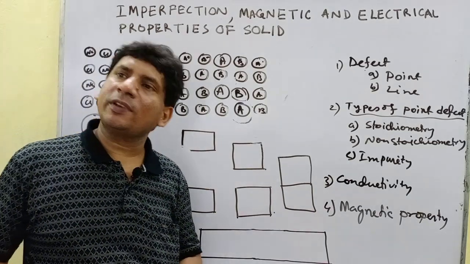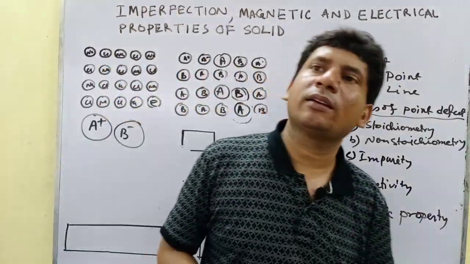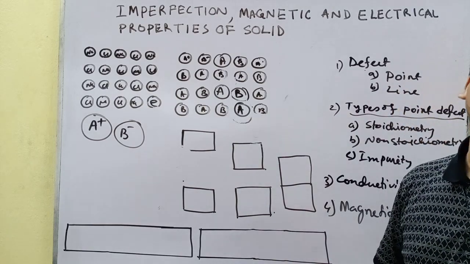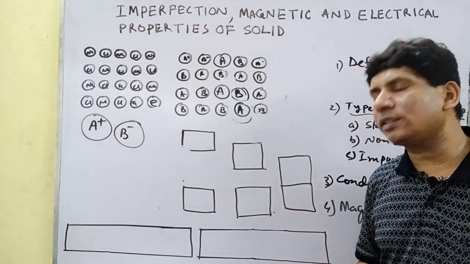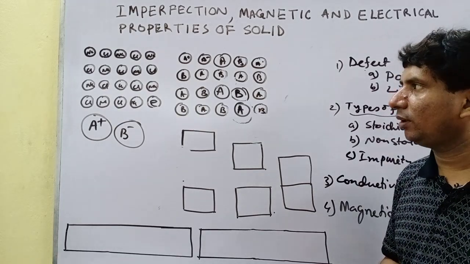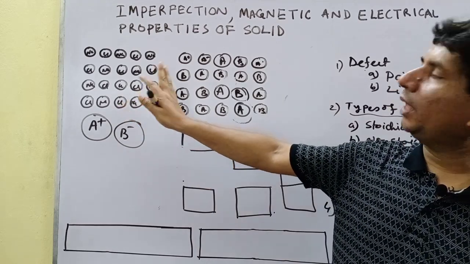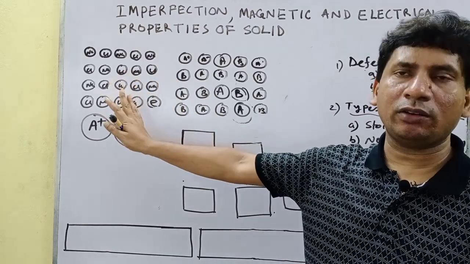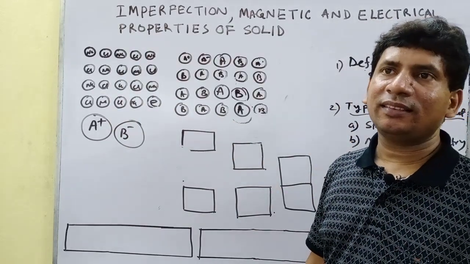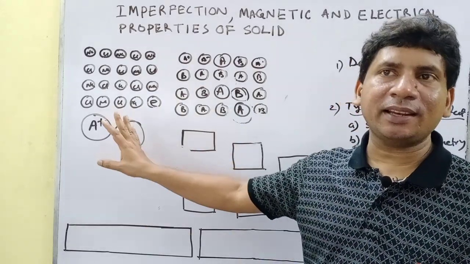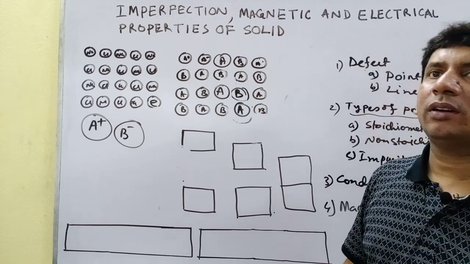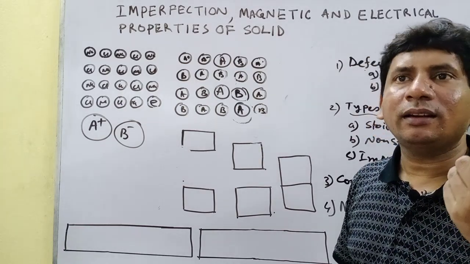And what is metal deficiency defect? Metal deficiency defects usually occur due to the missing of cations from the lattice sites. Before, it was the missing of anions from the lattice site. If a cation is missing, then the number of cations will decrease and anions will remain the same. Then this type of defect is known as metal deficiency defect.